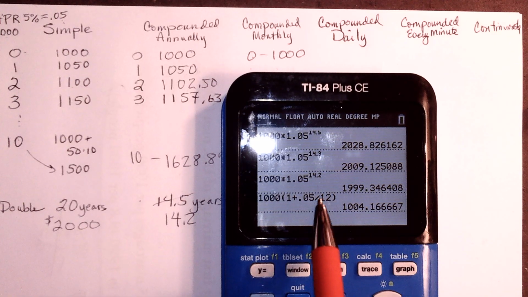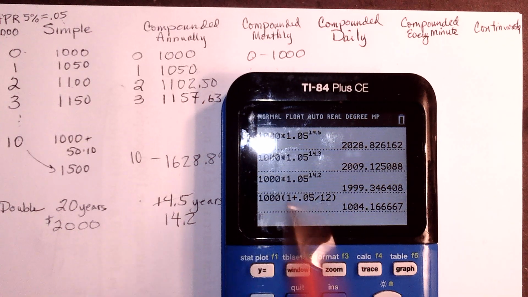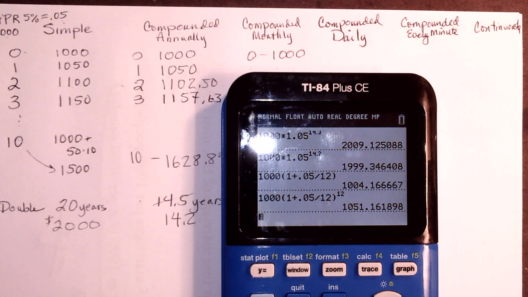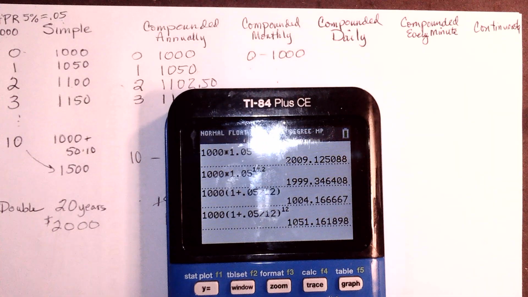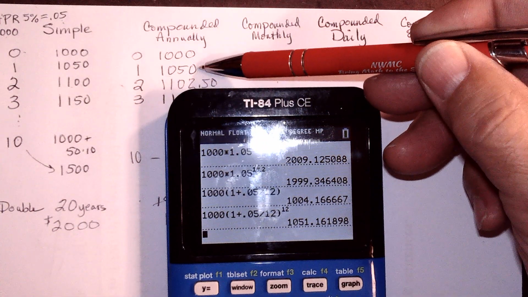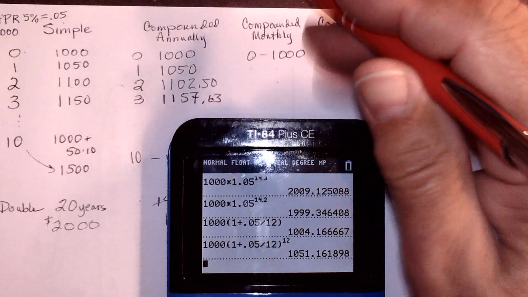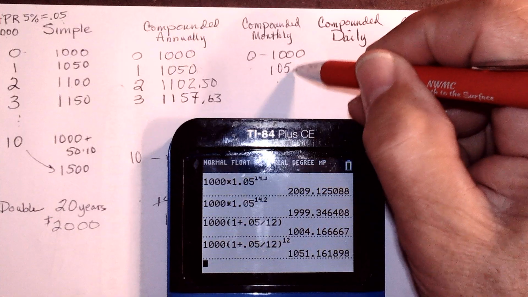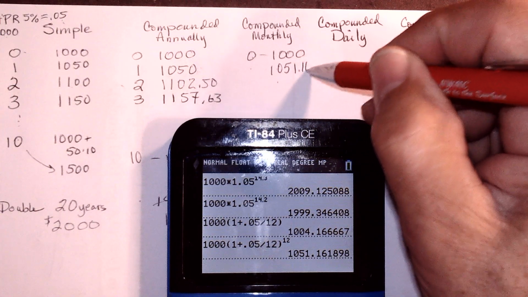after 1 month. So I'm going to have to do this thing times this 12 times to figure out after 1 year. So I'm going to bring that back and say, do it 12 times to find out how much after 1 year. And I get a little bit more than the 1050 we had. We get $1,051.16.